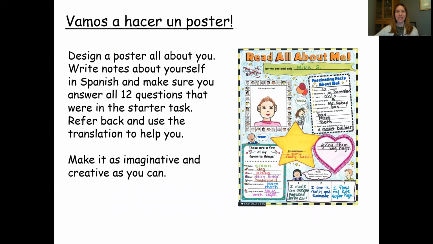Y continuamos. Finally, vamos a hacer un póster. We are going to do a poster. Now that poster was the best one I could find. It looks a little bit young, so try not to focus too much on that. The idea is that I'd like you to design a poster all about you.